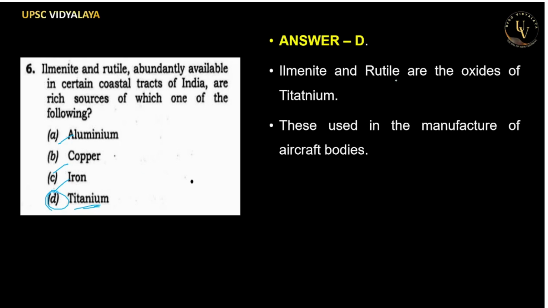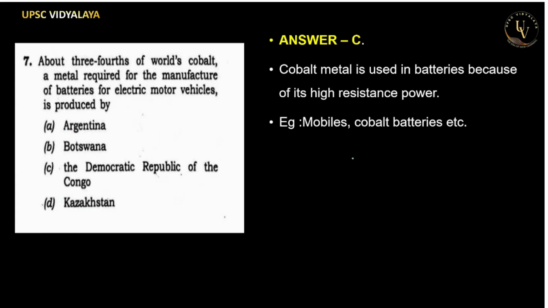Ilmenite and rutile are the ores of titanium, and they are used in the manufacture of aircraft bodies. In this context, it is actually important. Now let us understand the seventh question.